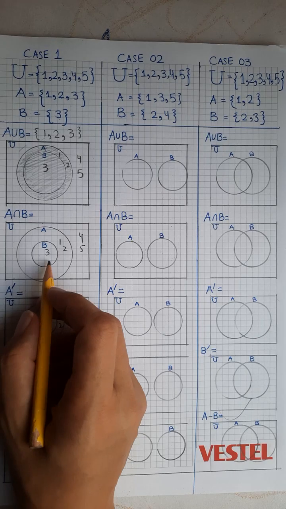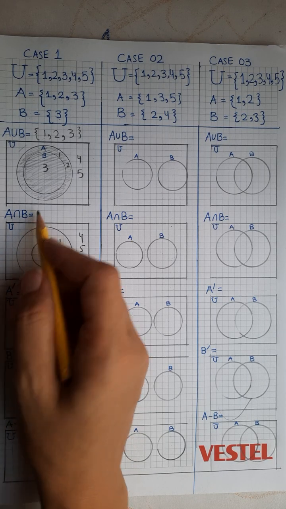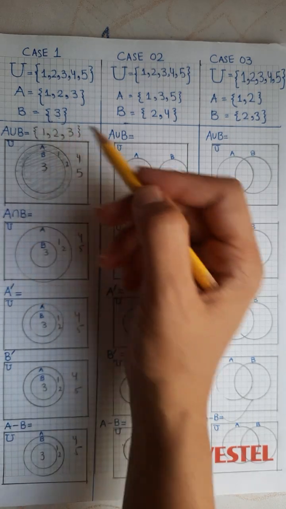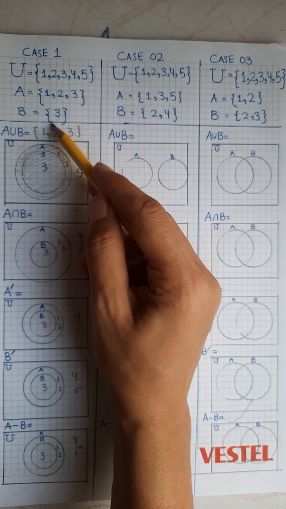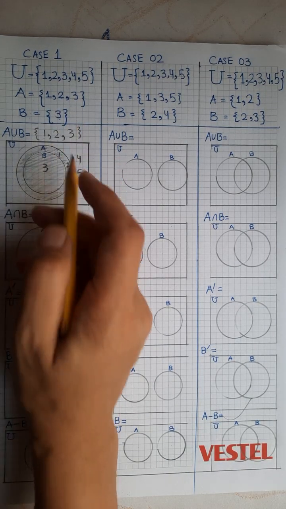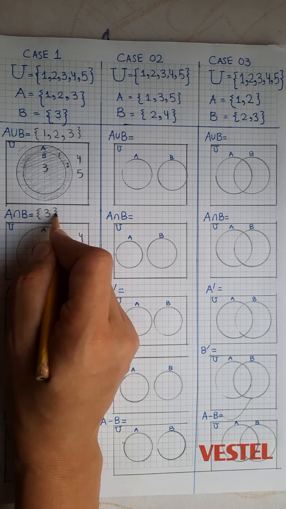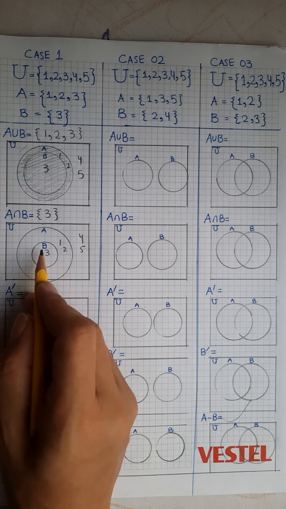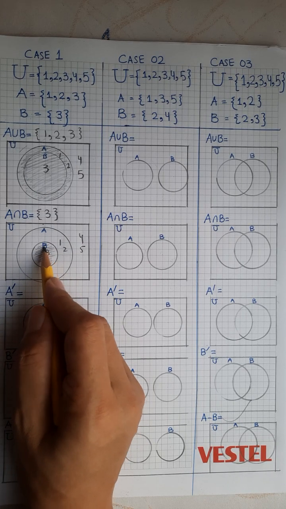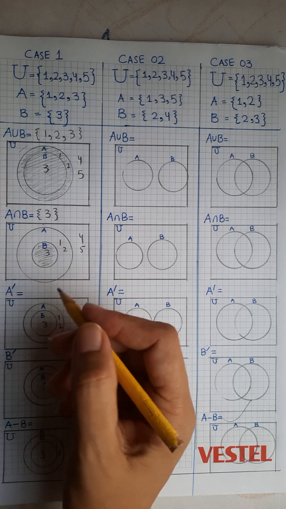Coming to A intersection B. A intersection B means the common elements in A and B. By common, you mean the element that is repeating in both. Like in this case, we have 3 and 3, and 3 and 3 is the same. That means the answer for A intersection B is 3, right? So which area will be shaded? The B part, because this is the intersection, which is common. As you can see, B is contained in A, so B will be shaded, right?